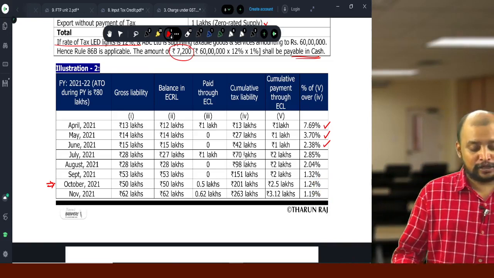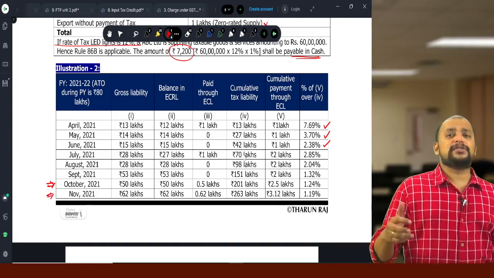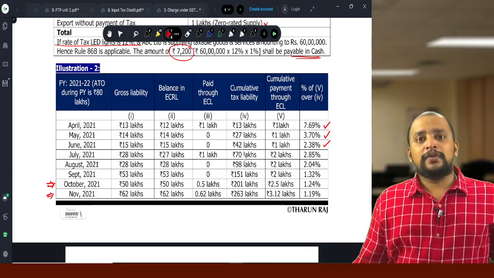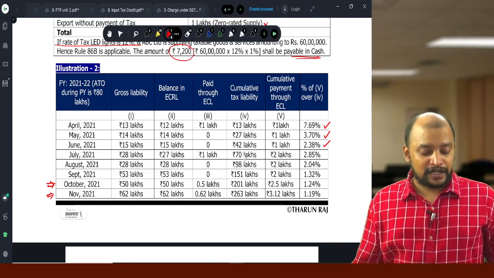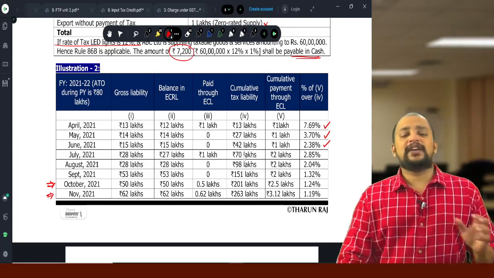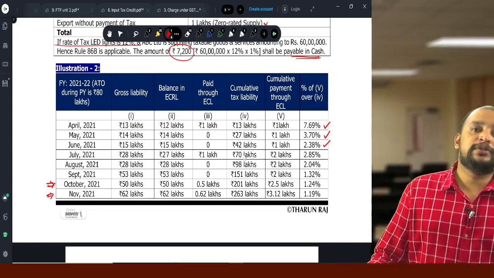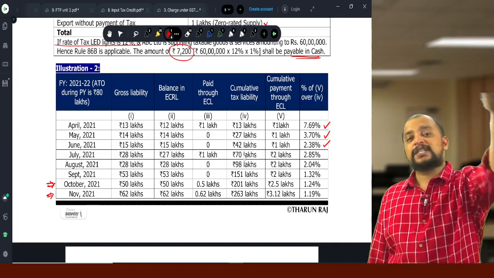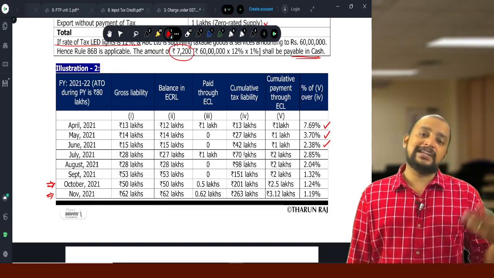Then again, November month also you see. November month, 62 lakhs is the liability. 62 lakhs you have credit balance. You are using 62 lakhs for payment of liability. Now, so far how much have you paid through cash ledger? 2.5. And what is your total liability so far including that month? 263 lakhs. 2.5 divided by 263 is less than 1%. So therefore again for November month we have to pay 1% through cash ledger. So 62 lakhs into 1%, 0.62. So 2.5 plus 0.62, that is 3.12. Now 3.12 divided by 263, more than 1%.